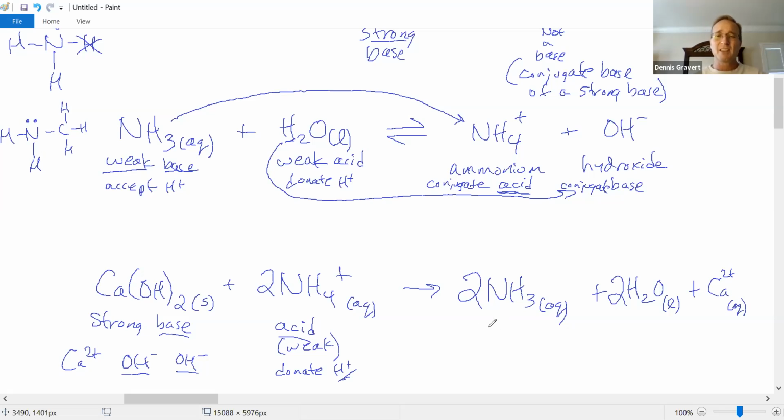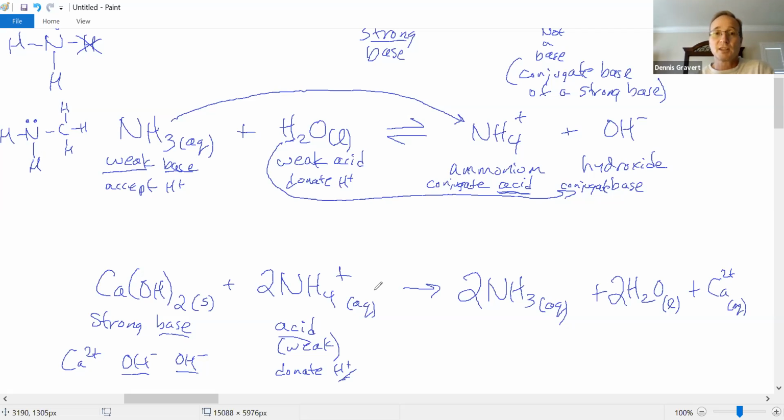Okay, now, that was a tricky one to balance. Now things should be good. Let's double check. Nitrogen, there's 2 on each side. Hydrogen, I got 2 H's here, and I have 8 here for a total of 10 hydrogens on the left. I got 2 times 3 is 6. 2 times 2 is 4. Now there's 10 H's over here.